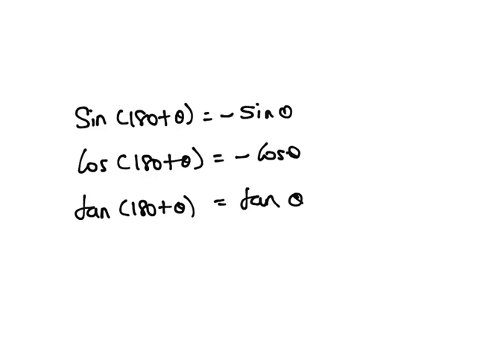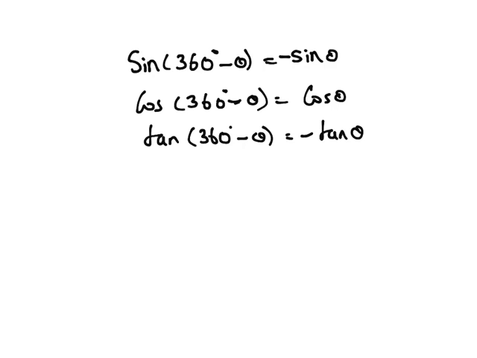Yeah. So let us recollect what we learned. Sine of 180 degrees plus theta will be equal to minus sine theta, where theta here is an acute angle. Cos of 180 degrees plus theta equals minus cos theta, and tan of 180 degrees plus theta equals plus tan theta. Now let us look at this. Sine of 360 degrees minus theta will be equal to minus sine theta.